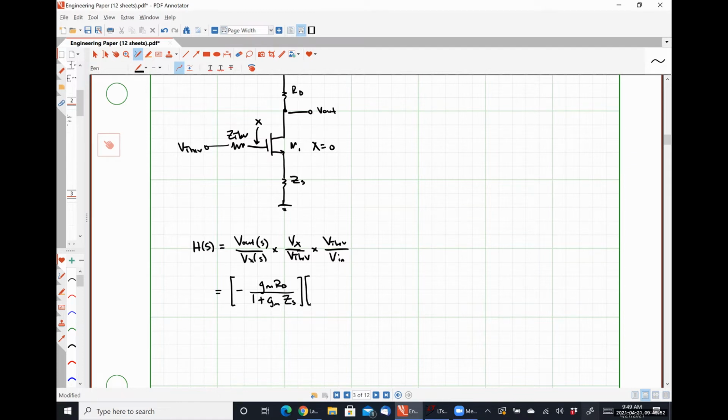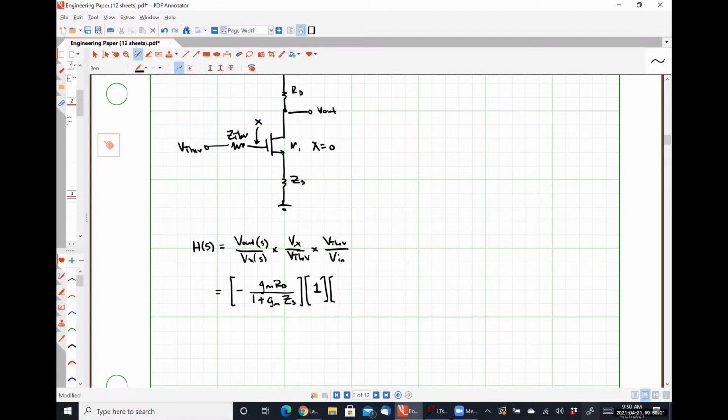Exactly right. They are identical, because we know that no current can flow into the open circuit capacitance seen between the gate and the source. So Vx is exactly equal to V Thev. So our transfer function there is just 1. And V Thev over Vn is that relationship that we got earlier.